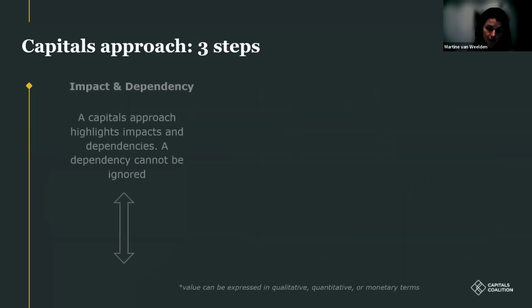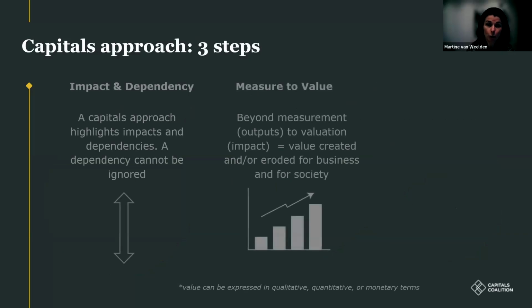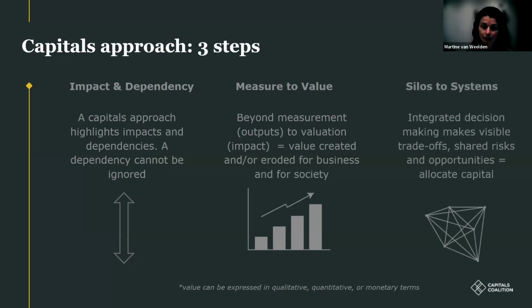And the capitals approach that is used consists of 3 steps. So it really contains impacts, but also dependencies, because we don't always consider dependencies. A capitals approach highlights impacts and dependencies because a dependency cannot be ignored. We move beyond measurement from outputs to valuation of impact, to be able to assess the value created and or eroded for business and for society. And lastly, we want to move from silos to systems, so to ensure integrated decision-making makes visible trade-offs, shared risks, and opportunities to allocate capital.